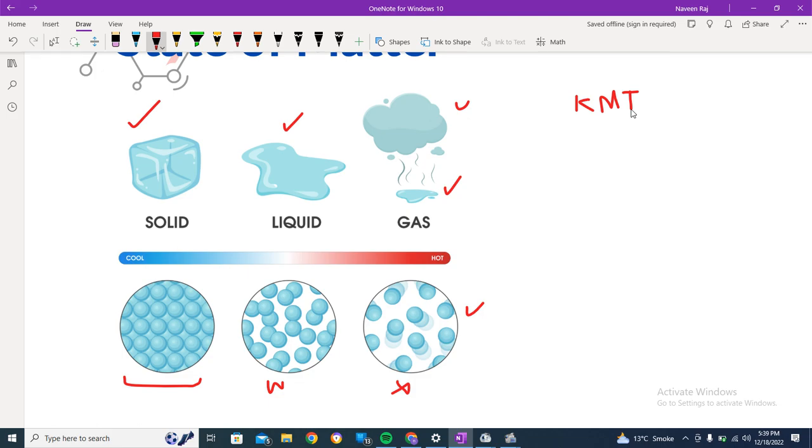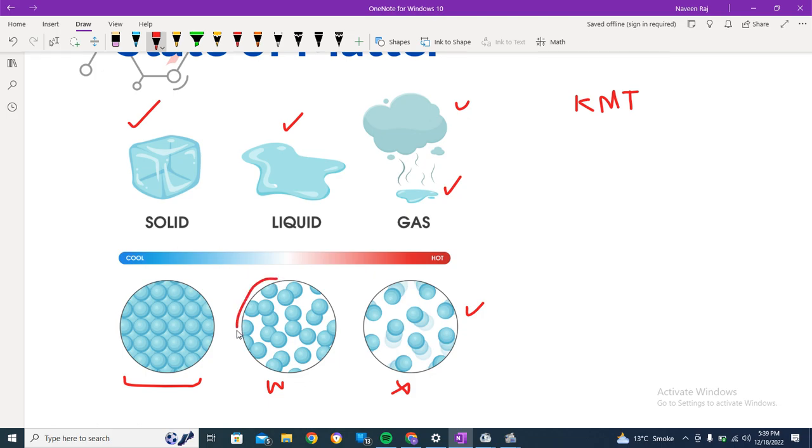Like in KMT of gases, we have discussed in our previous video, you can check that out. We have mentioned the behavior, properties and characteristics of gases. In the same way, we have KMT of liquid as well as KMT of gas. So the KMT of liquid states that the liquid molecules are close together, but have small spaces.